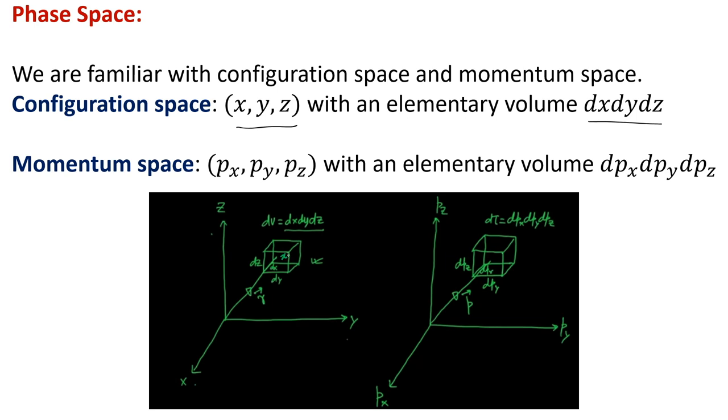So, this point that you see here is x, y, z with respect to a certain origin. You have built up a volume around it, and this volume is equal to dx, dy, dz. Similarly, in the momentum space, once again we have the momentum given as, say, px, py and pz, the center of this cube has coordinates px, py, pz in a space defined by px, py and pz, and you have constructed a volume around it, which is often written as d tau, or we can also write it as dv, which is equal to dpx, dpy and dpz.